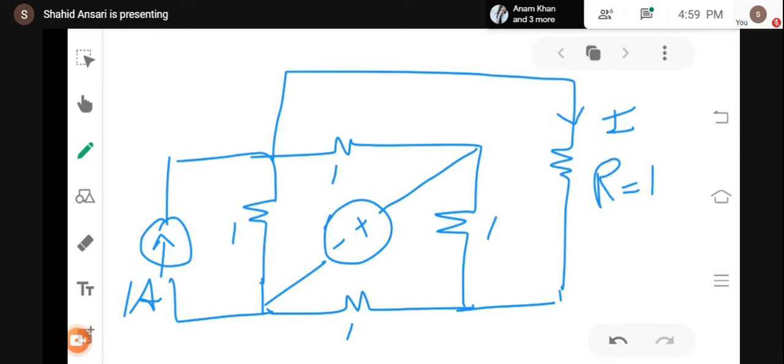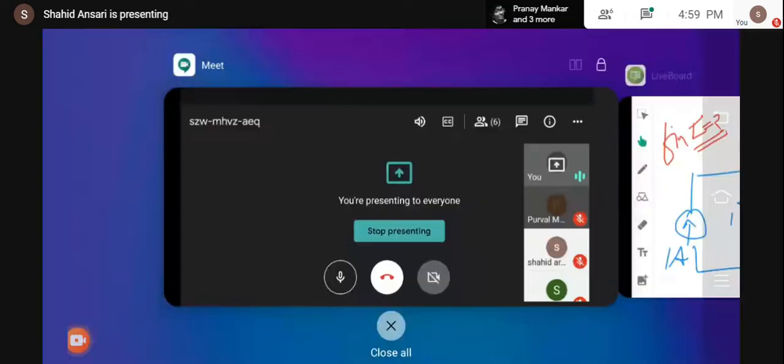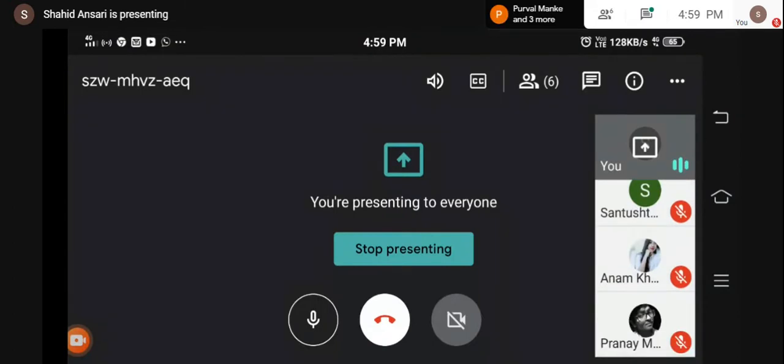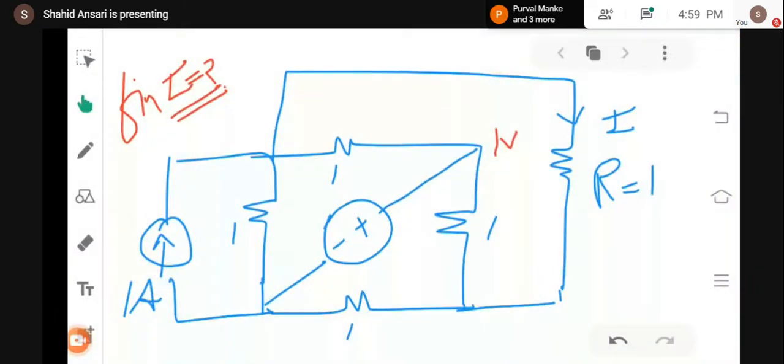Now, first of all, we need to find out I1. Again, we will be referring to node analysis. Okay. First of all, find out the number of nodes. Try to find out the number of nodes present in the circuit. How many nodes do we have in this particular numerical? Total number of nodes. Let me know, please, fast. Santushti, Purval, Anam, Pranay. Try to find out the number of nodes. Okay. In this numerical, we will see different things: current, power, voltage.